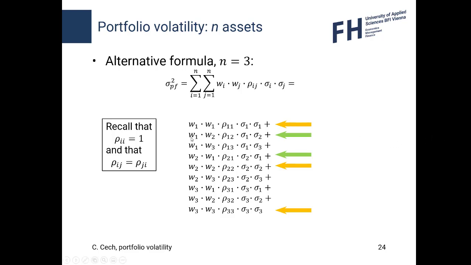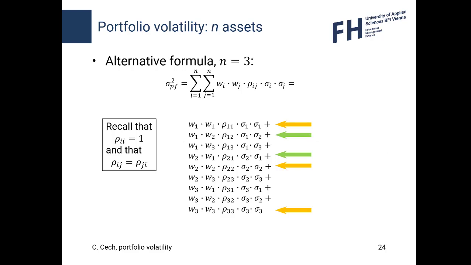Here we see i is equal to 1 and j is equal to 2, and here i is equal to 2 and j is equal to 1. We've seen something like this before. Rho 1,2 corresponds to rho 2,1, so it's the same number. You see that this is the reason why we always had 2 times all possible combinations.